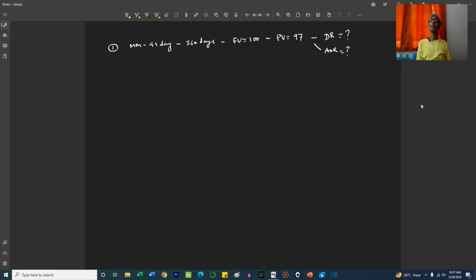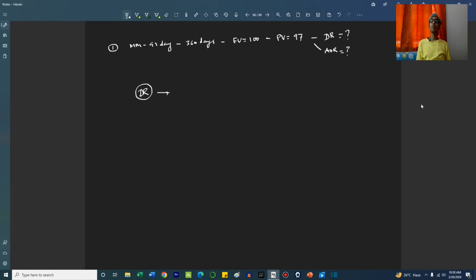Let's say a money market instrument matures in 91 days. The year convention is 360 days. The future value is 100. The present value is 97. We need to calculate the discount rate and the add-on rate. Let's do that. We start with finding out the discount rate.